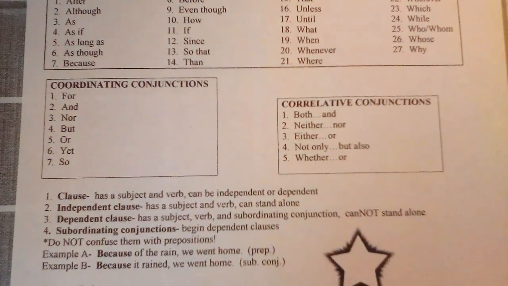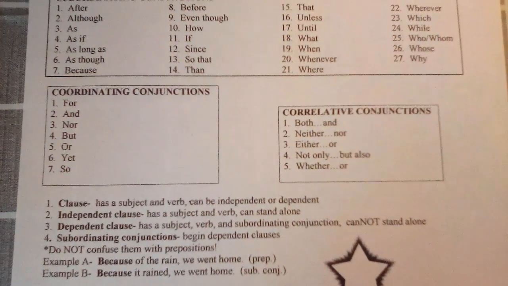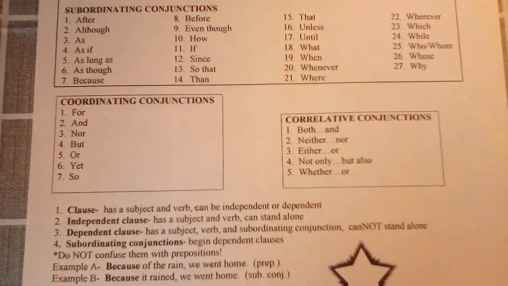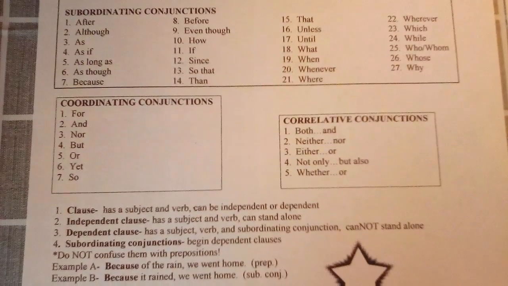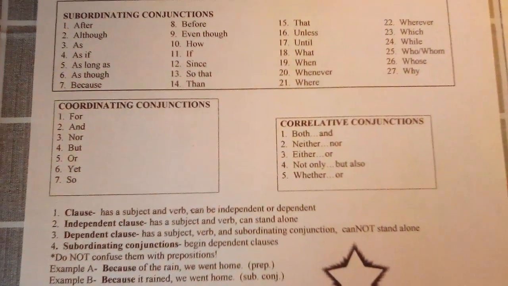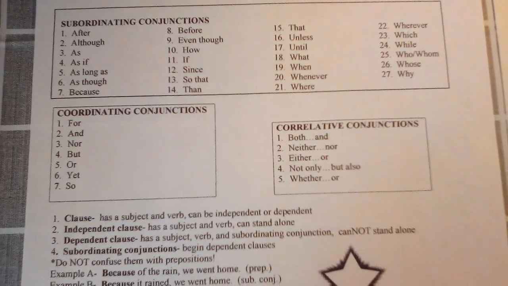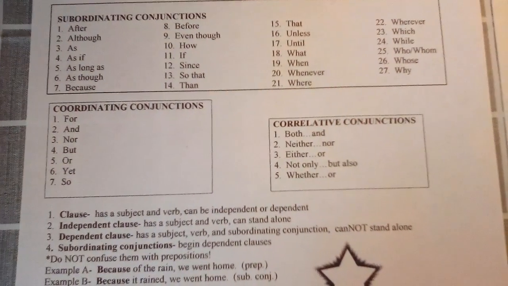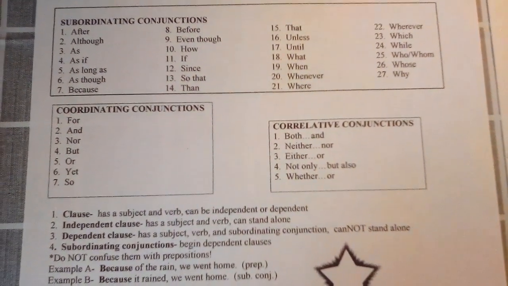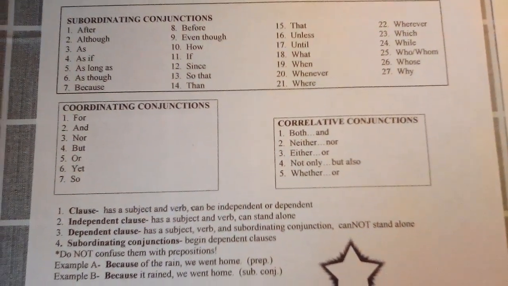The most important thing to know about a clause is that it has to have a subject and a verb. Then that clause can either be independent or dependent. Independent means that it can stand by itself and that it has no subordinating conjunction. A dependent clause, same thing, still has a subject and verb, but it starts with a subordinating conjunction. And you don't want to confuse those subordinating conjunctions with prepositions. That will be something that we talk about later, but it has to do with whether you actually have a subject or a verb or not.